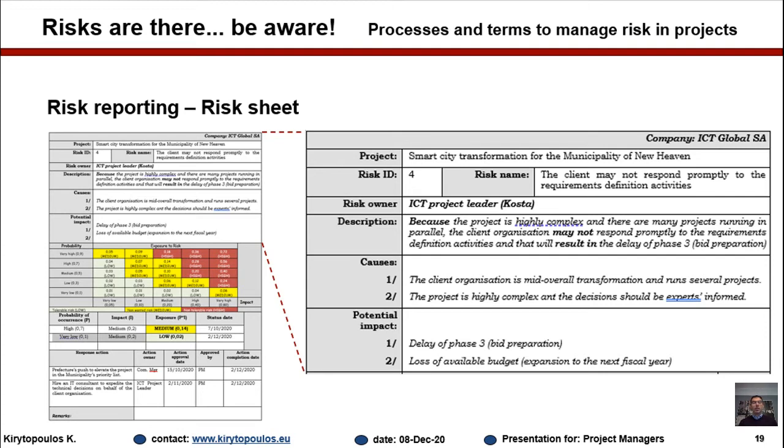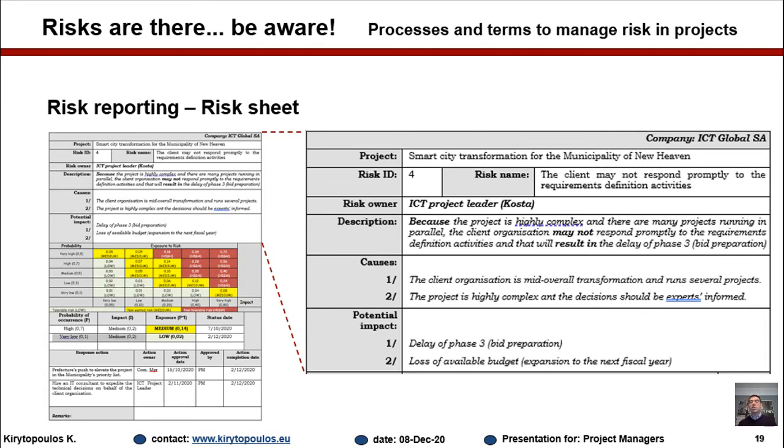So this is an example of a risk sheet. The first part, the top one, will focus on the identification. We're talking about defining the causes, the uncertain event, and the potential impact. You will see that in the description, we follow what we call risk meta language. What's that? This is a way of describing the risk so that we make sure that we have a certain cause. So because the project is highly complex, then we need to give clearly the uncertainty. It may not respond properly to the requirements, definition, activities.